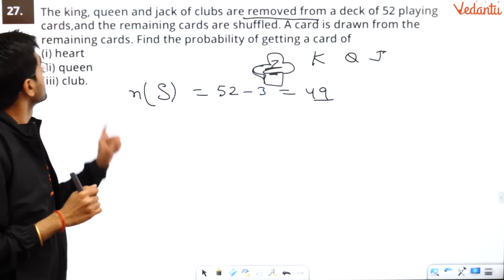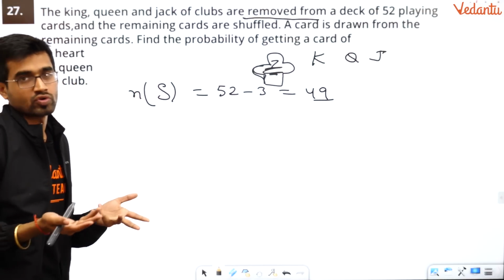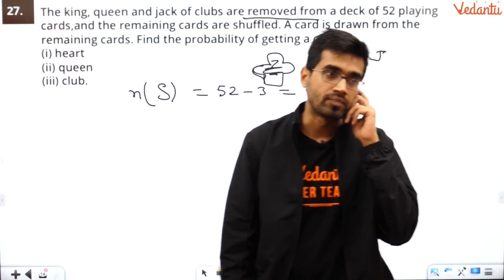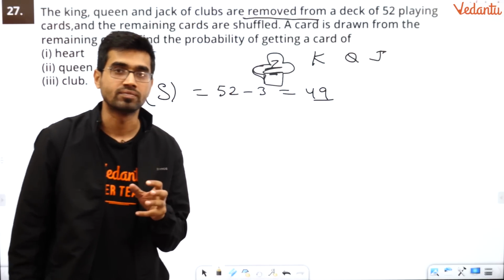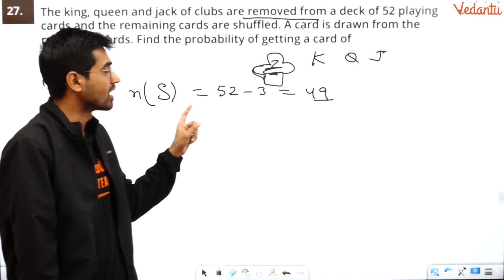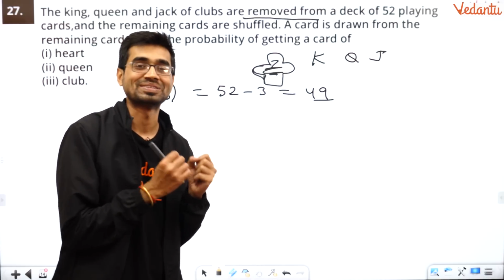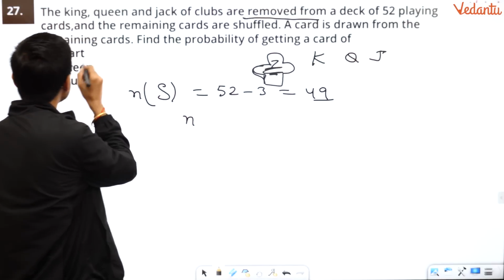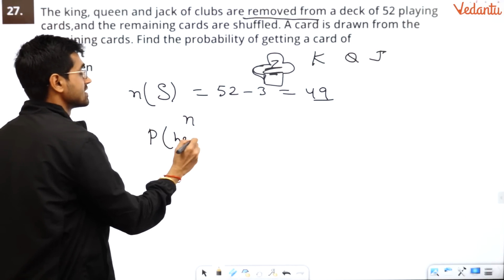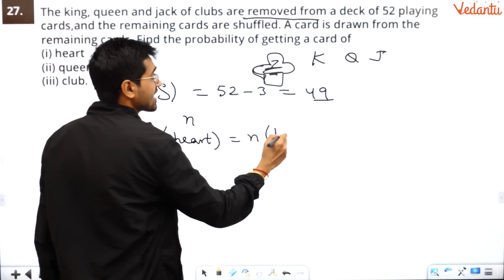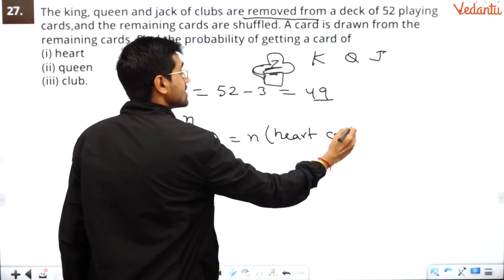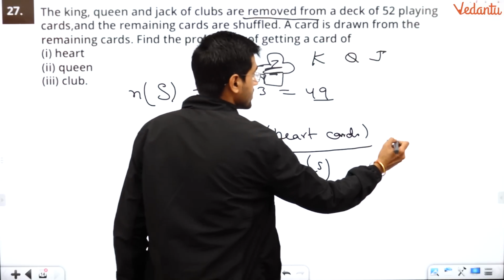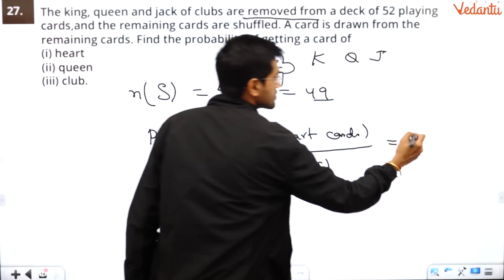Now read the next part. A card is drawn. Now what do they want? They want a heart. How many hearts are there? It's a very easy question, don't worry. 13 hearts are there. Is any heart removed? No, I have all hearts there. So now, event A: probability that it is a heart is equal to number of heart cards upon total number of cards in the sample space. The number of heart cards is 13. So 13 by 49.